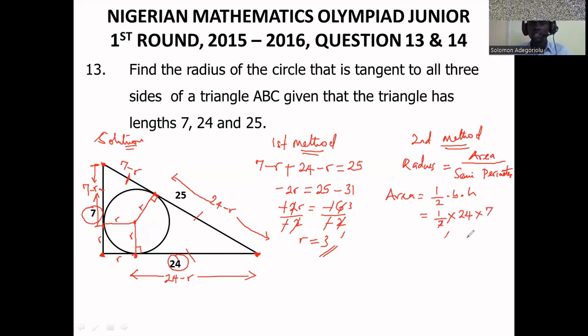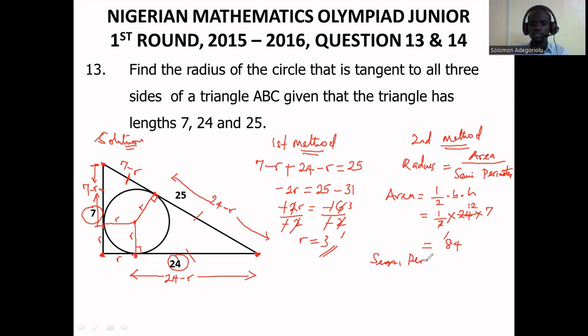So here we have 2 here 1, 2 here 12. 12 times 7. So this is going to give us 84. 12 times 7 is 84, okay? So we're done with that. Let's take a look at the semi-perimeter.